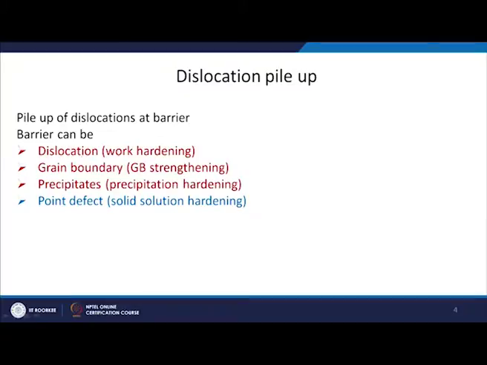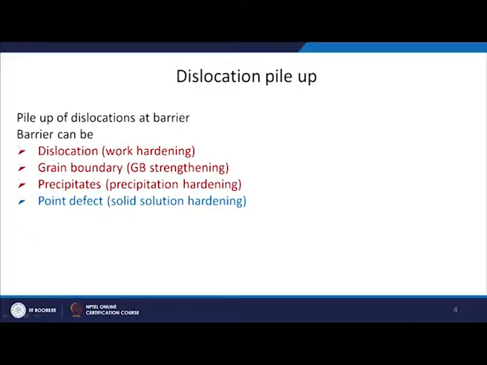And if the barrier is another dislocation, and because of that you are getting strengthening, then it is called work hardening, because of dislocation interaction. If the barrier is a grain boundary, then it will be called grain boundary strengthening. If the barrier is precipitates, then it will be called precipitation hardening. If the barrier is a point defect, then it will be called solid solution hardening. So, we will see each one of them.